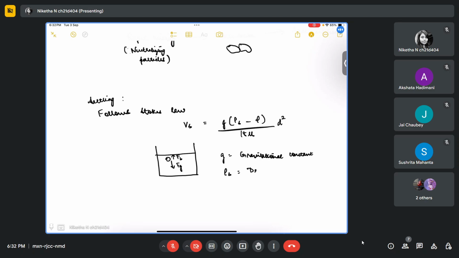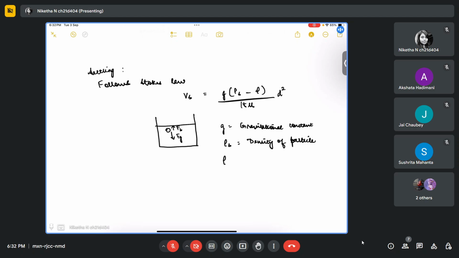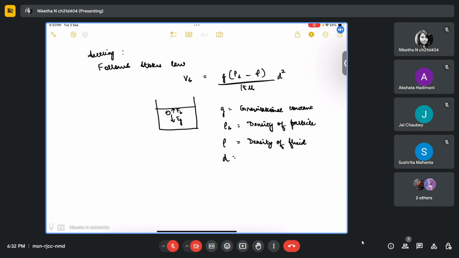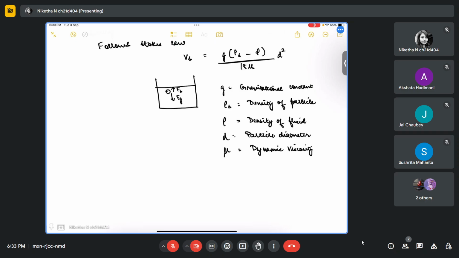Rho s is the density of the solid particle, and rho is the density of the fluid in which the particle is settling down. d here is the particle diameter, and mu is the dynamic viscosity.